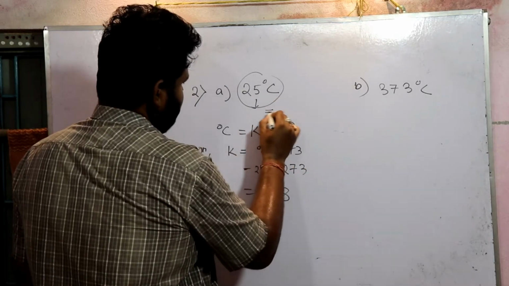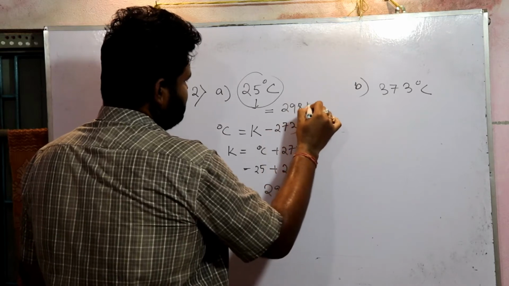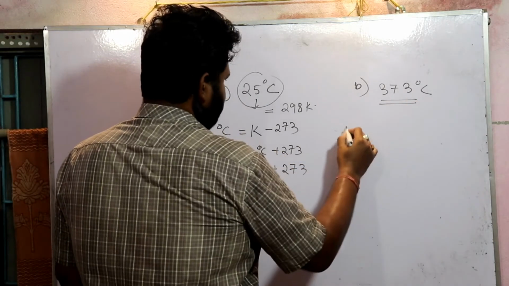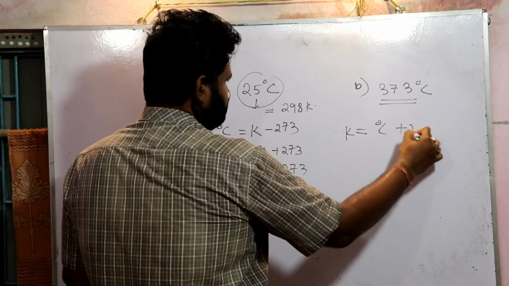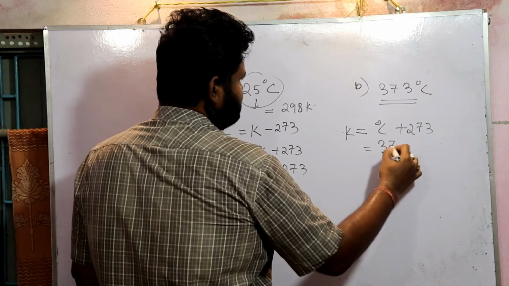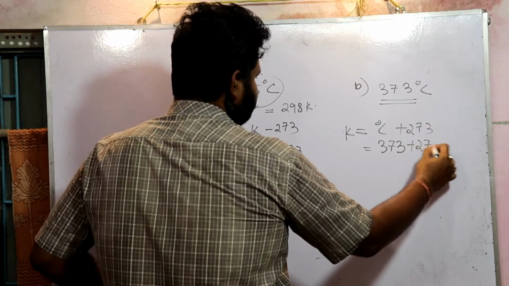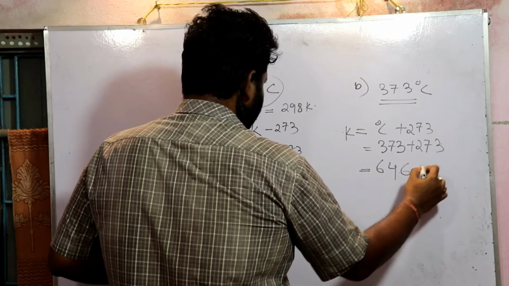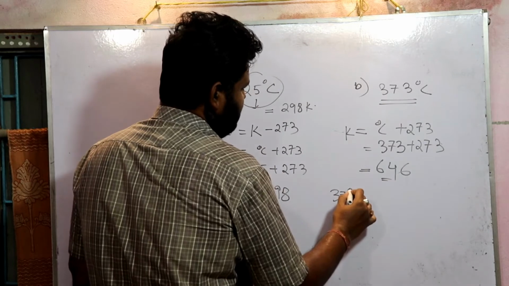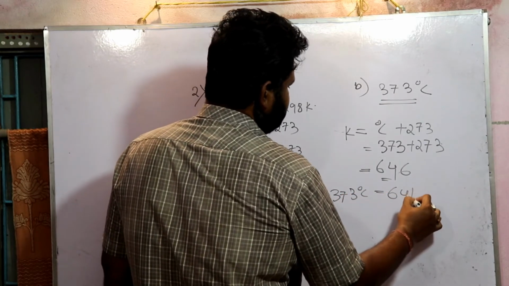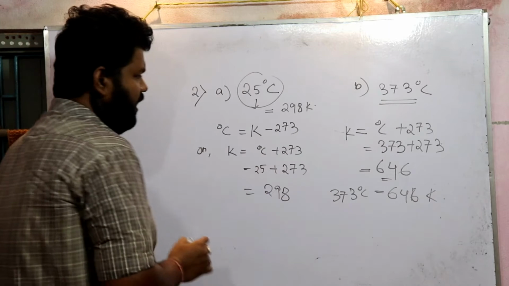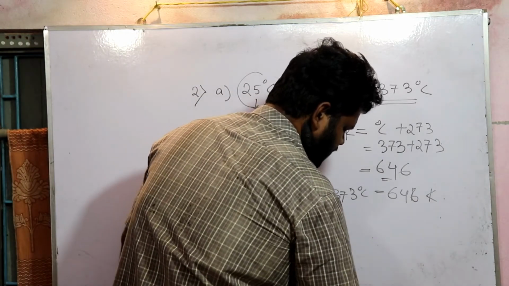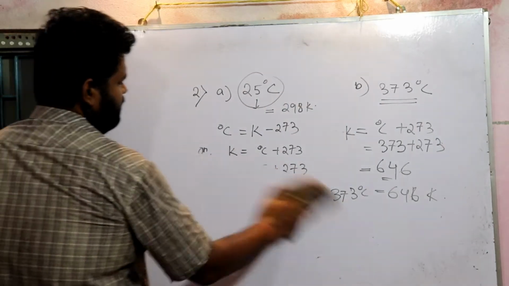So 25 degree centigrade is equal to 298 Kelvin, and in the same order here, Kelvin is equal to degree centigrade plus 273, that is 373 plus 273, total 646 Kelvin. That means 373 degree centigrade is equal to 646 Kelvin. So question number 2 is done. Now let's move to question number 3.